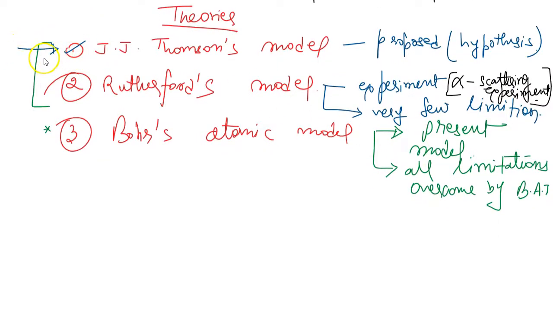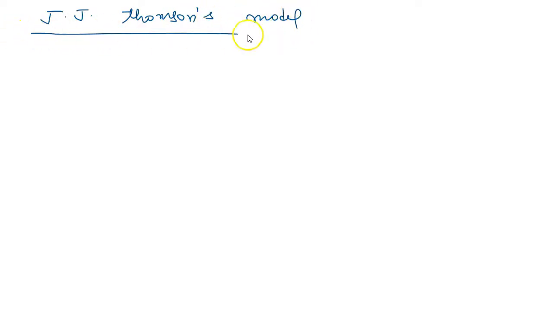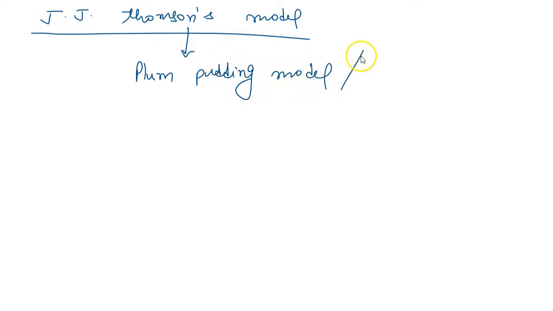Now we will talk about these theories one by one. First focusing on J.J. Thomson's model. J.J. Thomson's model of atom is also called the plum pudding model, or we also call it the watermelon model.